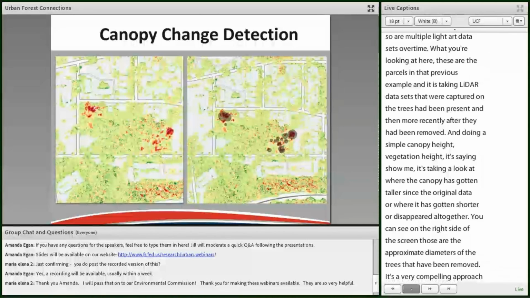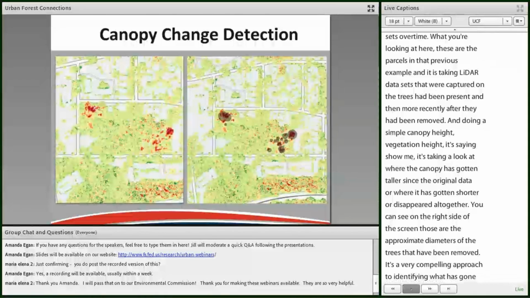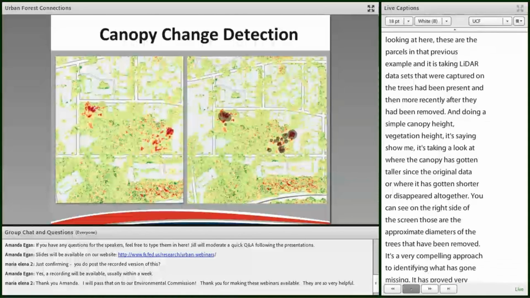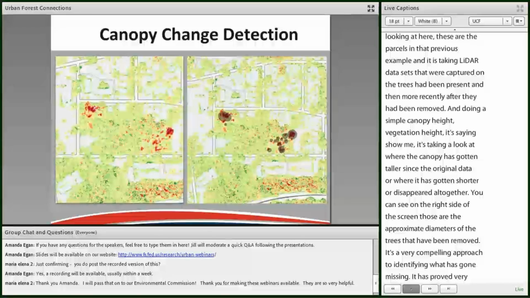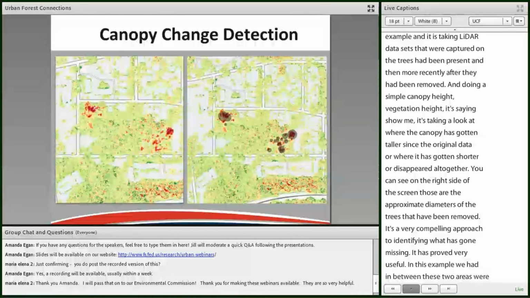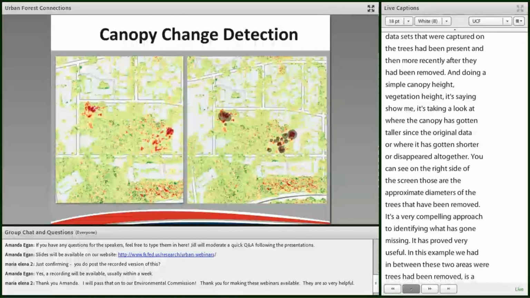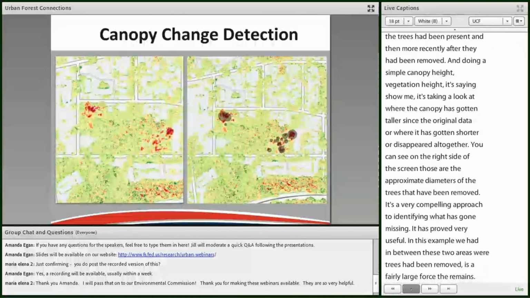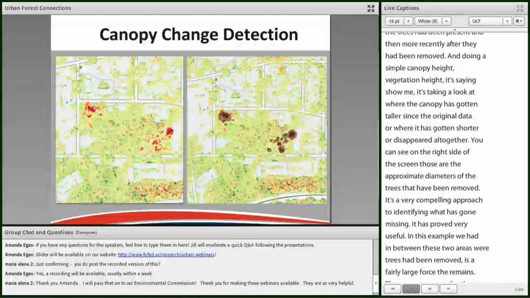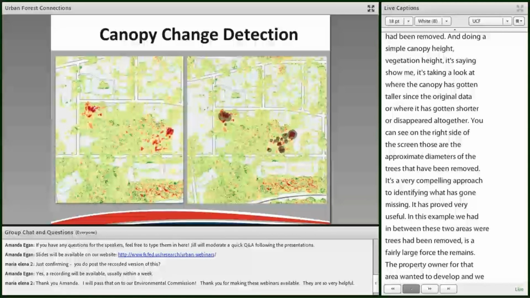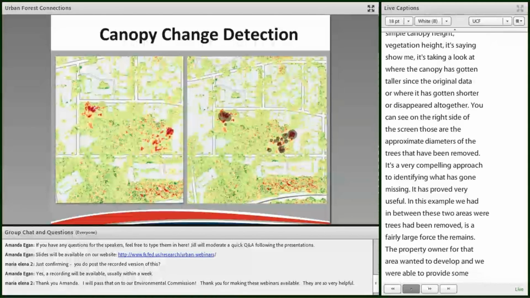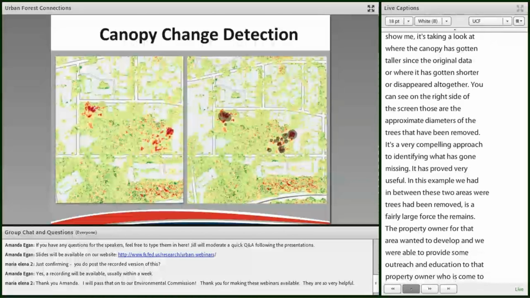And it proved very useful in this example because in between these two areas where trees had been removed, is a fairly large forest that remains, and the property owner for that area intends similarly to develop. And so we were actually able, through the enforcement action here, to provide some outreach and education to that property owner who's come to work with us as they make their plans to prepare for development on that site, which bodes well for those specific trees and trees in general.